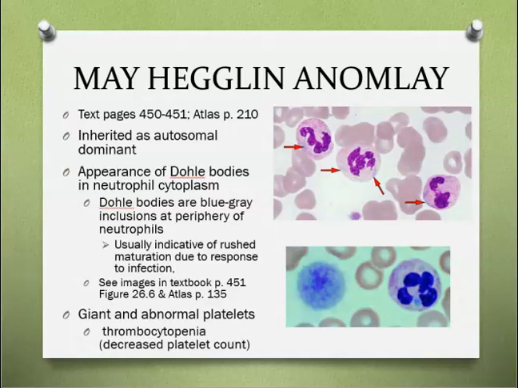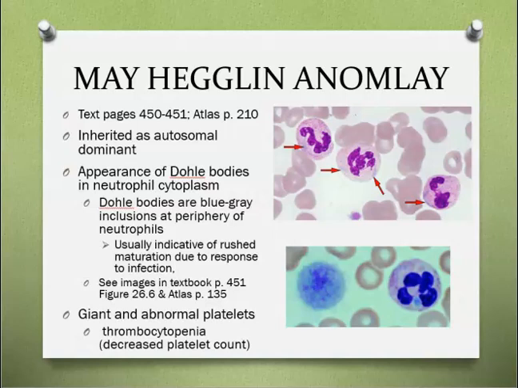The next anomaly that we're going to talk about that can affect our white blood cells is May-Hegglin. The May-Hegglin anomaly is also an inherited autosomal dominant disease. And again, autosomal meaning that it's not on a sex chromosome, so it's not on your X or Y chromosome. They come with what we call an appearance of Döhle or "dull" bodies. You'll hear it said both ways. Some people say Döhle, some people say dull bodies, in the neutrophil's cytoplasm.